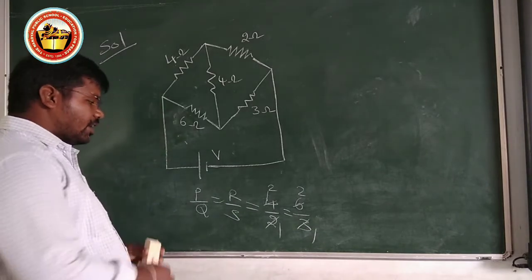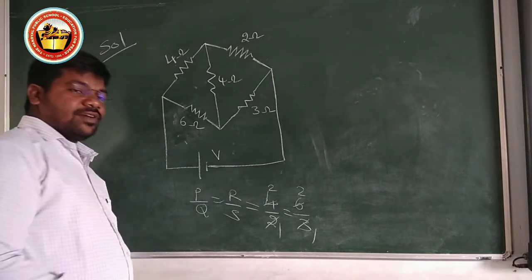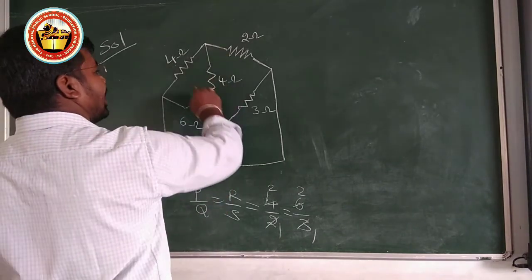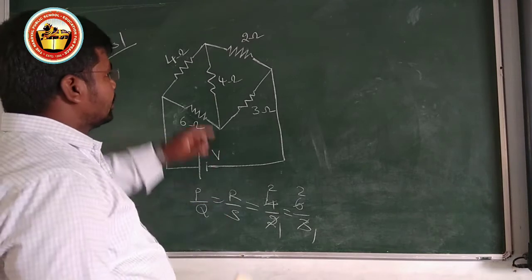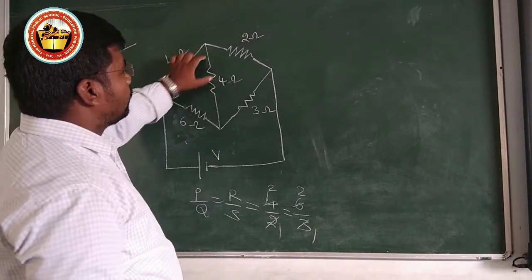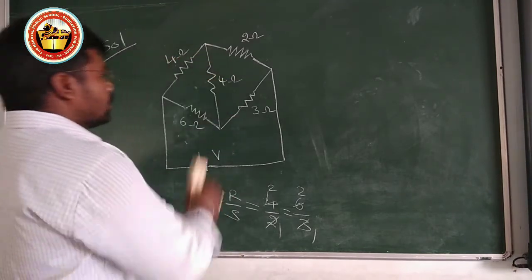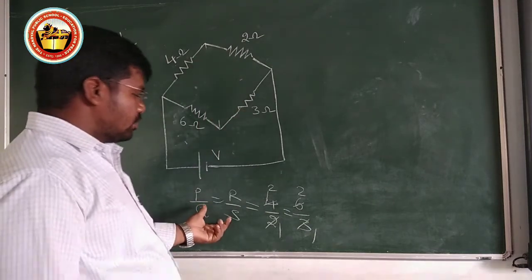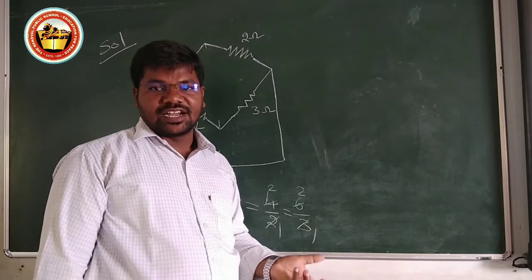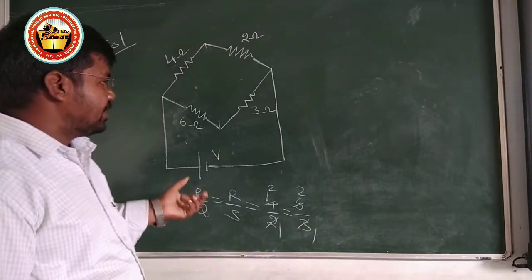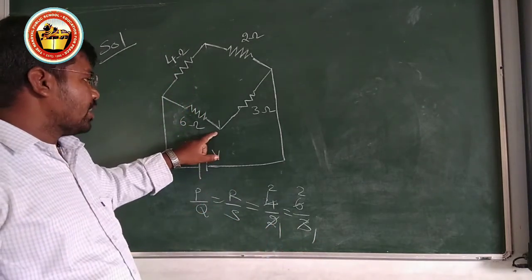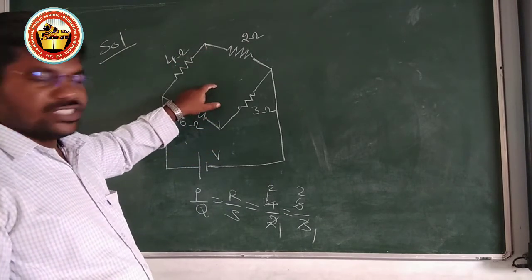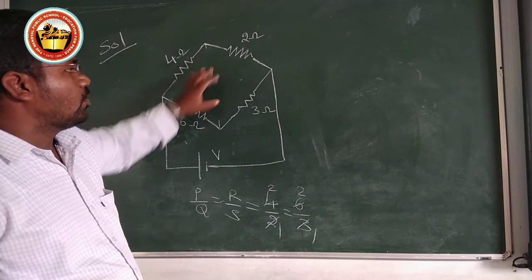Whenever the balanced condition holds, we can remove the middle resistance. We can remove this 4 ohms. When can we remove it? If the bridge is in the balanced condition, the current passing through this 4 ohms resistance is 0. So that's how we can remove it.